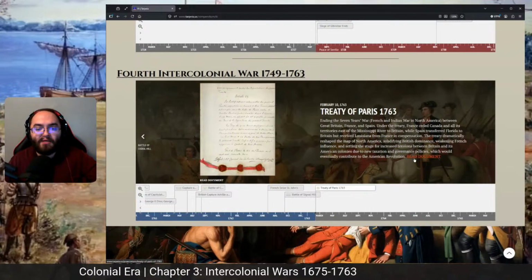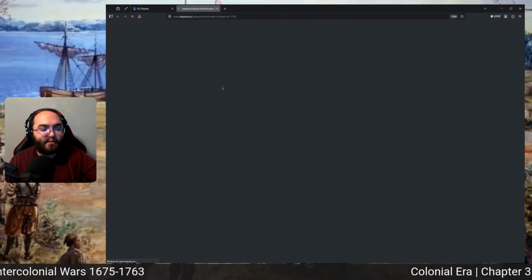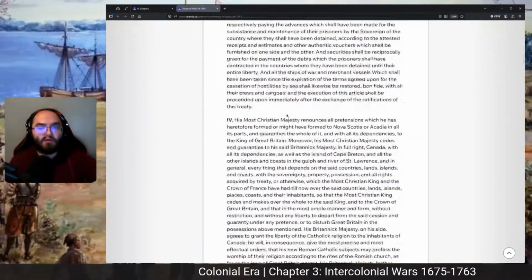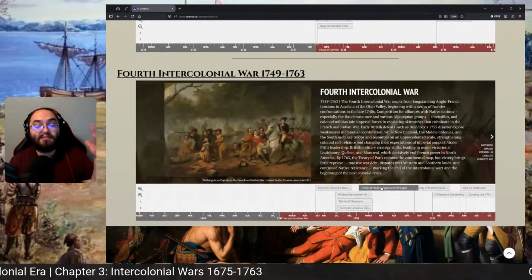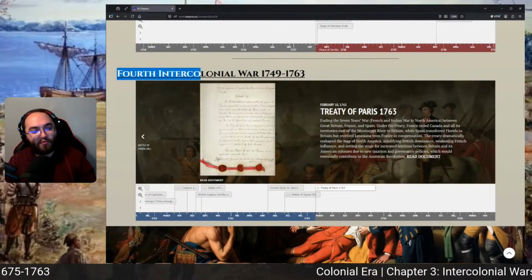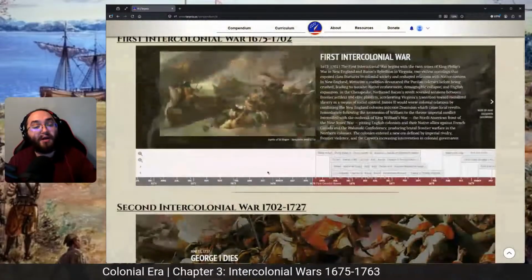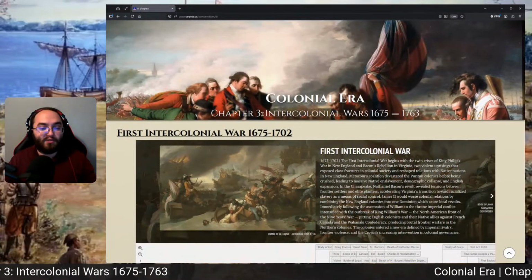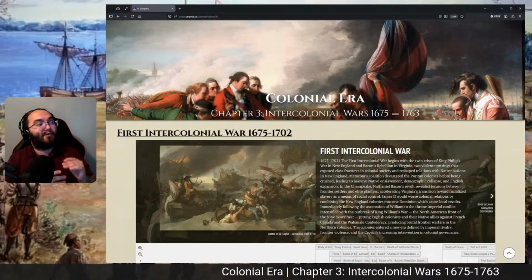belligerents as well. And like with all the documents, if you want to read a document, you just click on the Read Document button on the timeline, and it will take you to the full text of the document if you're interested in reading it. And so this is the very last document that we have on this section, the fourth Intercolonial War section. And it's also the last document for this chapter, chapter 3 of the colonial era, which is called the Intercolonial Wars. And it's also the last document of the entire era.